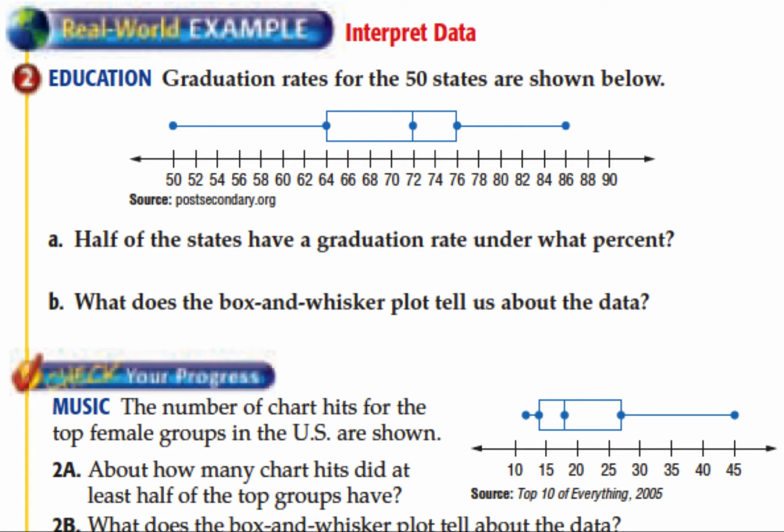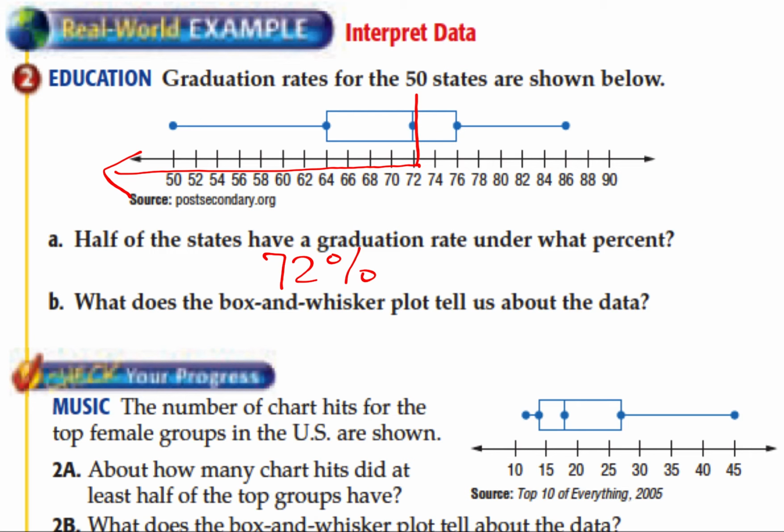Here's the graduation rates in 50 states. Half of the states have graduations under what percent? All right, this you need to understand the 25% rules for all of these sections. Half of them are going to be below the median, so half of them are below 72% graduation rate.